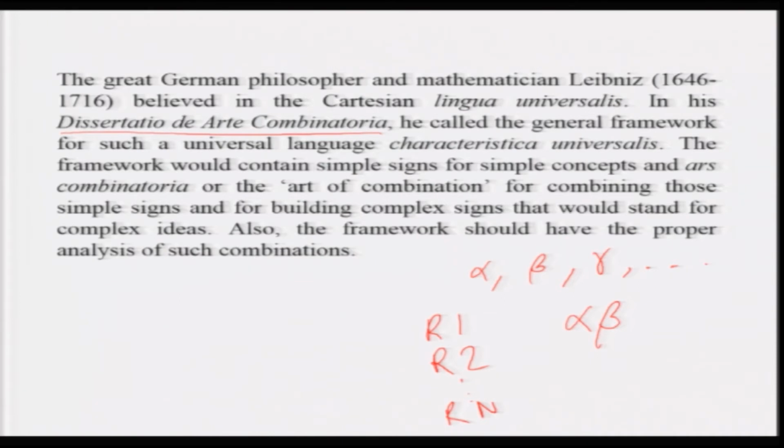So, the art of combination: how do I combine? Not every combination is a good combination. For example, in ordinary language, if I say that I are sleeping, definitely you will tell me that this is a bad combination, I and are. Why bad? You need a lot of theories to say that, but the point is this is a bad combination. So not every combination of signs is okay. The combination must be rule bound. What are the rules? The Leibnizian characteristica universalis will have to have the rules for combination.